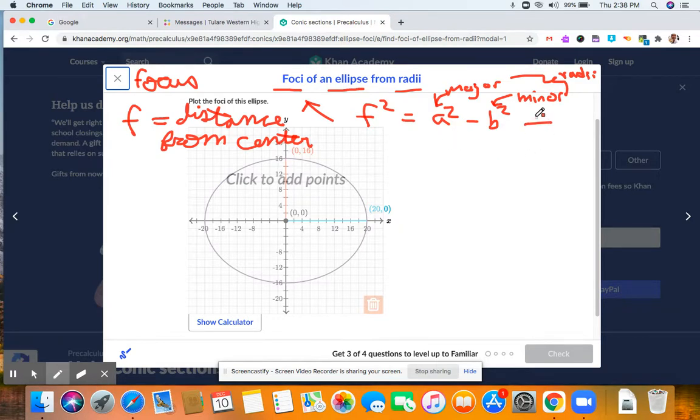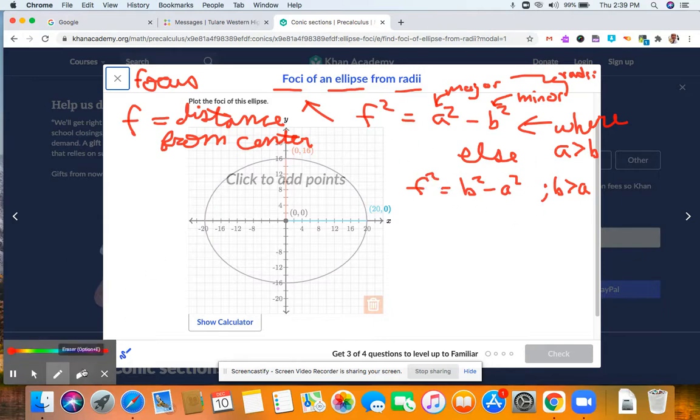So let me just say that this is where A is greater than B. Then it would switch. So then it would be else, B squared minus A squared, where B is greater than A. And that would also be equal to our F squared. Okay, so I think we got all that out of the way. Let's go ahead and deal with what we have here.